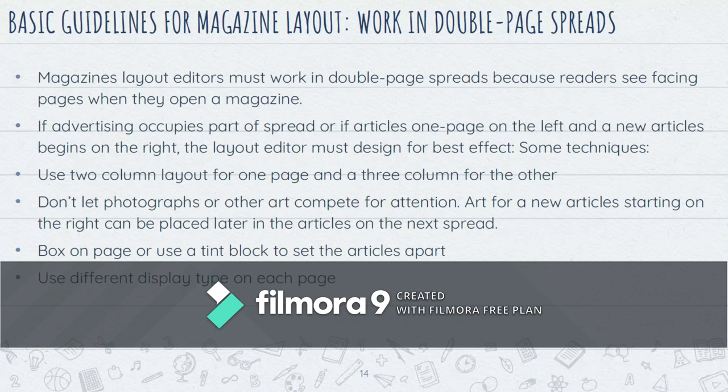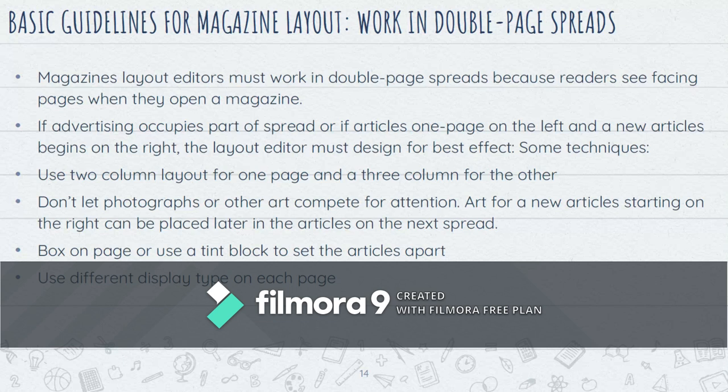Okay, let's proceed to the next basic guideline for magazine layout, which is working in double page spread. It is common practice for magazine layout to work in double page spread. So basically, what is a double page spread? The fundamental of working in double page spread is that facing pages of the magazine layout use one image. Use 2 columns on your left side, while on the right side you may use a 3 column design.